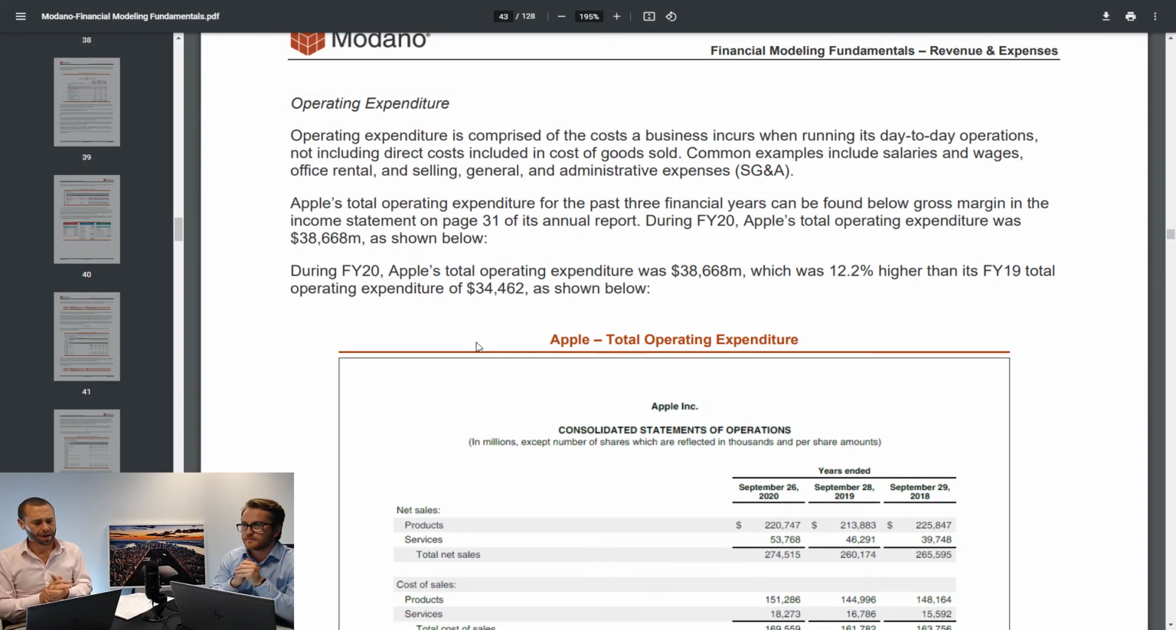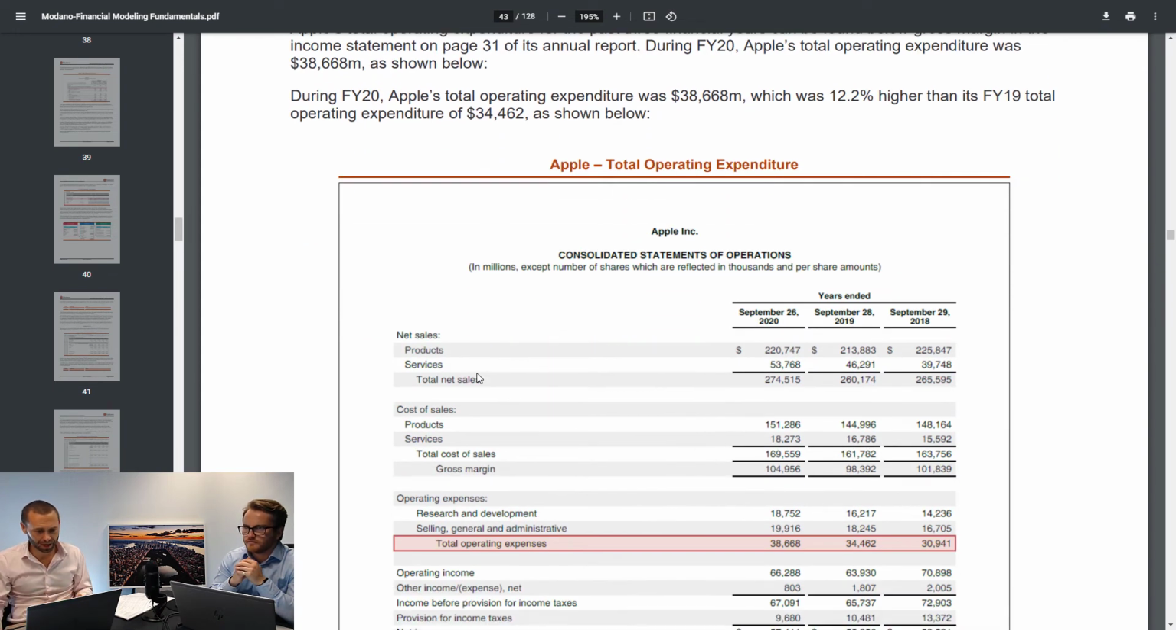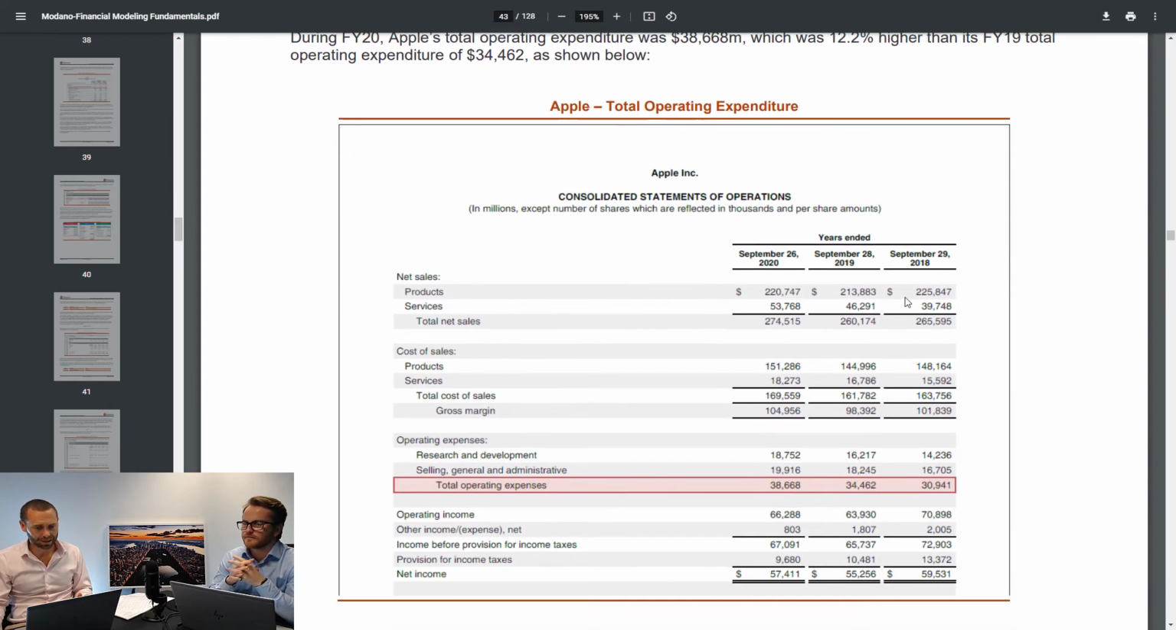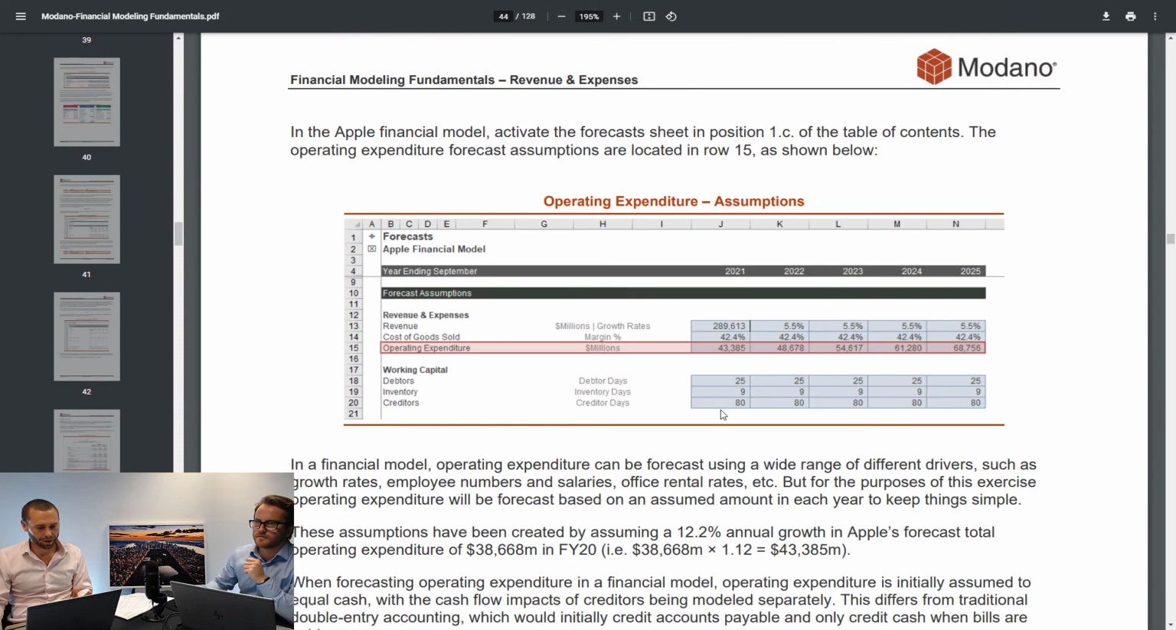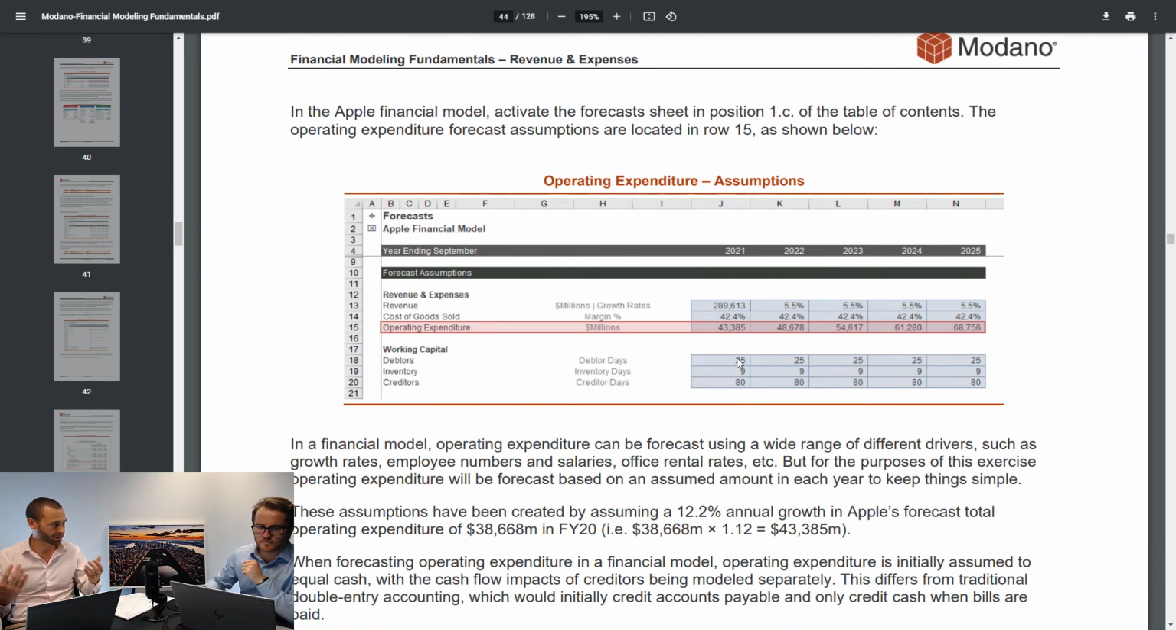So in this case, Apple's operating expenditure was, if we go to Apple's income statement for 2018, 19, 20, the operating expenditure went from 30 to 34 to 38 billion or 39 billion, rounding. And we're just going to include that. Now, if you look in the financial model, we've just assumed amounts. This is called assumed amounts. So we've just gone in and assumed amounts for operating expenditure.